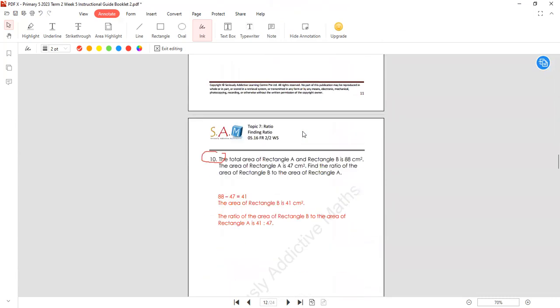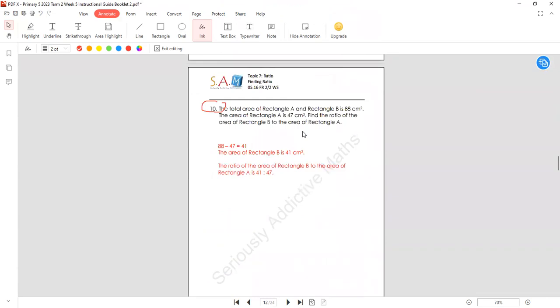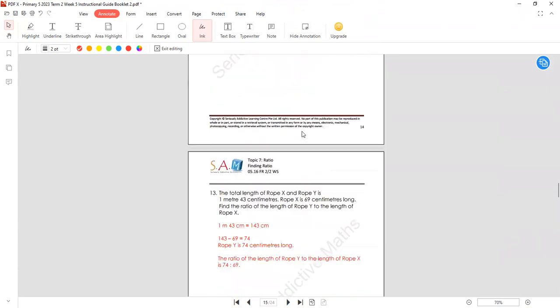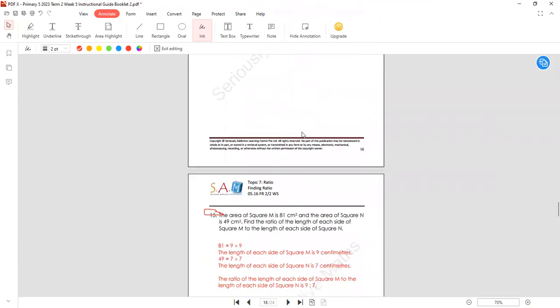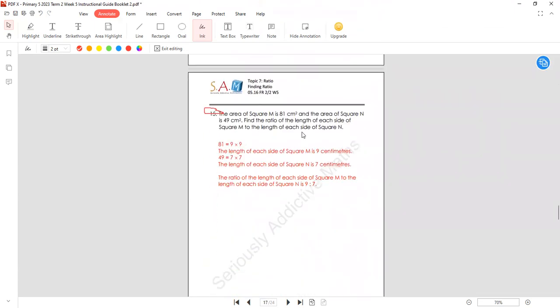Okay, and then question 10. Area should be no problem. Okay, get them to do it. I think these are quite easy, don't really need to demonstrate. Rather focus on helping those students who might struggle.